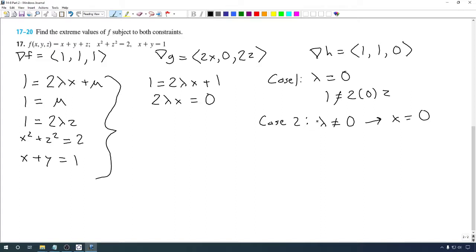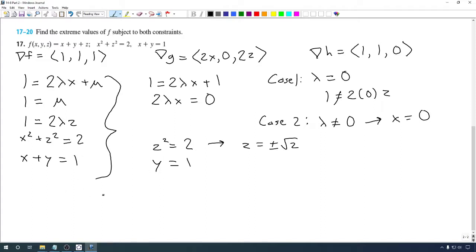Okay, so x equals 0. Actually, we can go ahead and just immediately plug that into our fourth and fifth equations, our constraints. If x equals 0, that means that z squared equals 2. And it also means that y equals 1, which actually already identifies what y is. But then z has two possibilities, plus or minus square root 2. Again, we didn't identify what lambda is, but we don't necessarily need it. You could figure that out from 1 equals 2 lambda x, or 2 lambda z if you want to.